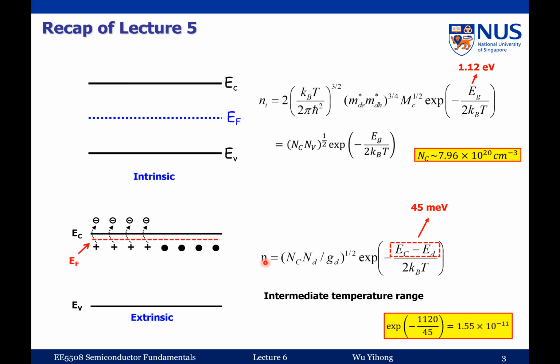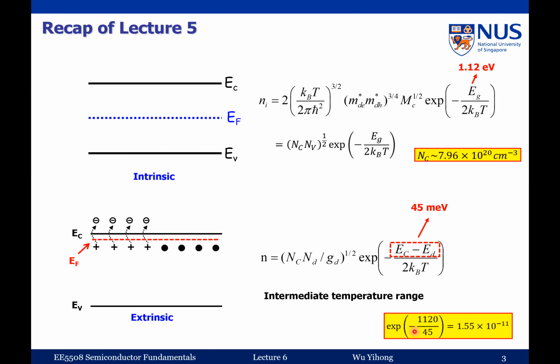The extrinsic carrier concentration in the intermediate temperature range is given like this, and we already explained this in lecture 5. Let's look at the two equations again; they are very similar, right? This part is very similar, and this part is also very similar. The only difference is that for the intrinsic semiconductor, you have the band gap here, and for the extrinsic semiconductor, you have the so-called donor ionization energy here. Since this value is much smaller than the band gap, at the same temperature it is much easier to generate free carriers using the extrinsic mechanism compared to the intrinsic mechanism.